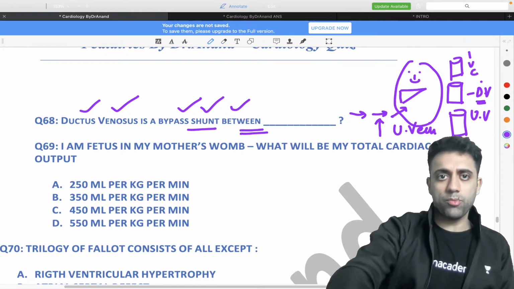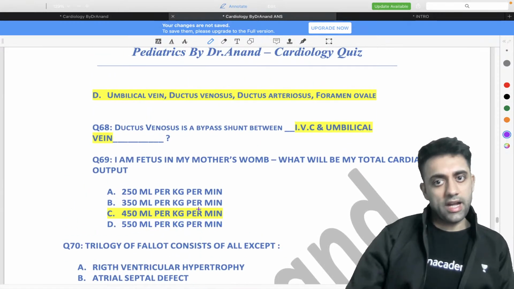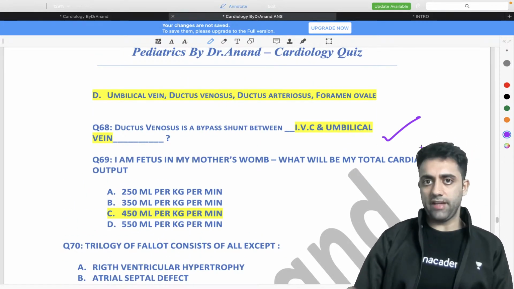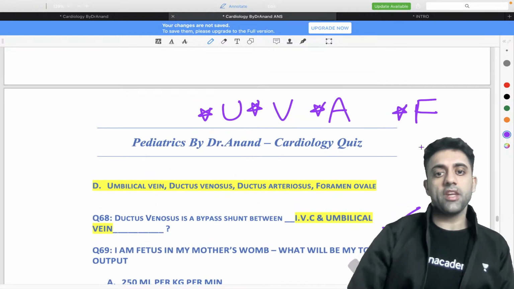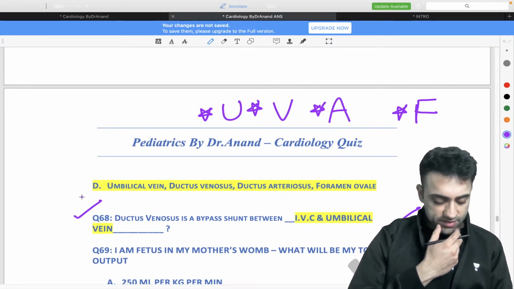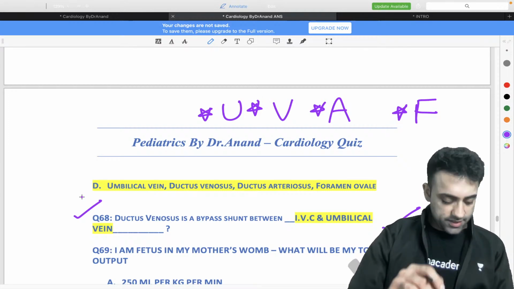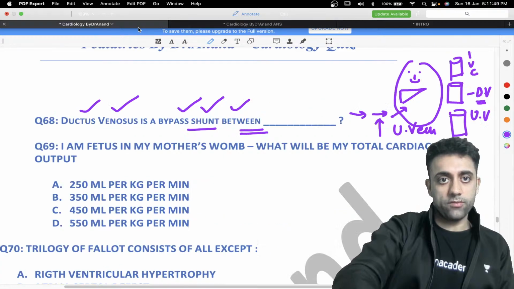Yeah, you can say that. Portal vein also, but the best answer for this question, I would say, is umbilical vein and inferior vena cava. Don't look at the low answers. Yeah, umbilical vein and inferior vena cava. Ductus venosus, yes, Hamid is right. Deepak is right. Very good, Deepak. Very good, brother. And yeah, okay, very good.